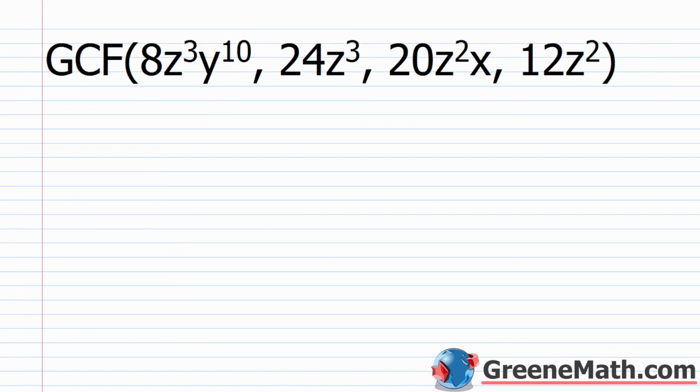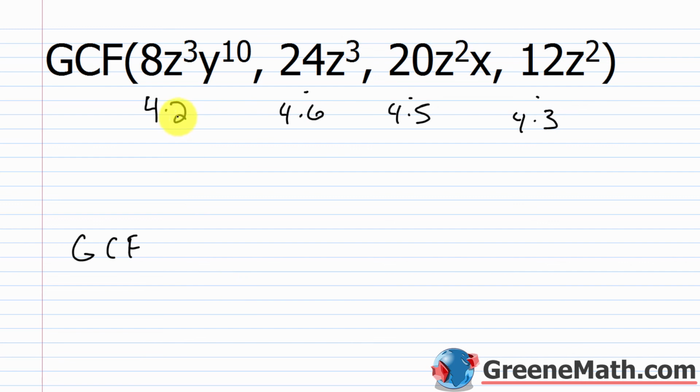All right, so let's take a look at 8z cubed, y to the 10th, 24z cubed, 20z squared x, 12z squared. So for the number part, everything here is divisible by 2. So, okay, this is divisible by 2, this is divisible by 2, so is this. Everything is also divisible by 4. So I can think about this as 4 times 2, 4 times 6, 4 times 5, and 4 times 3. Now, if I look at this right here, this is a 5, this is a 3. This is a 2 and this is a 6.